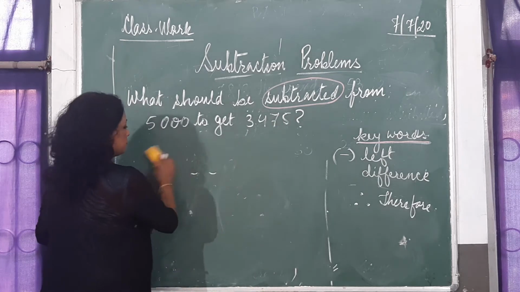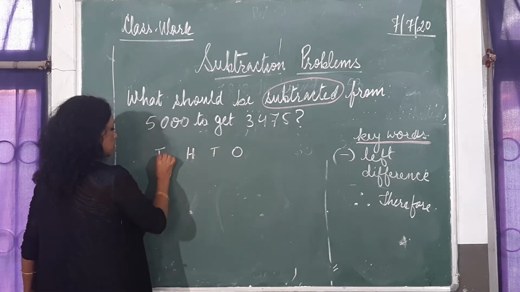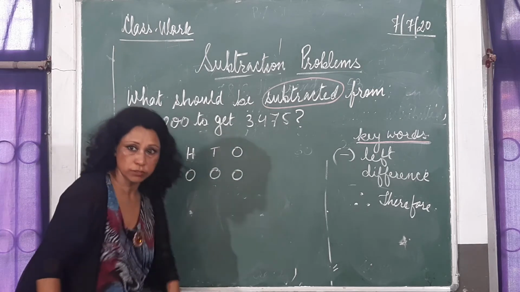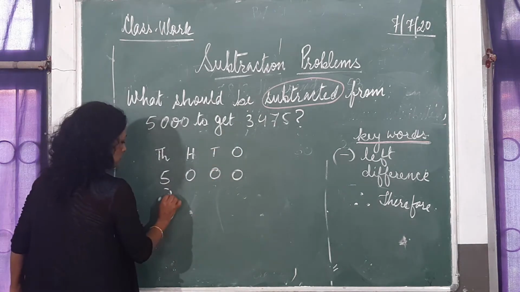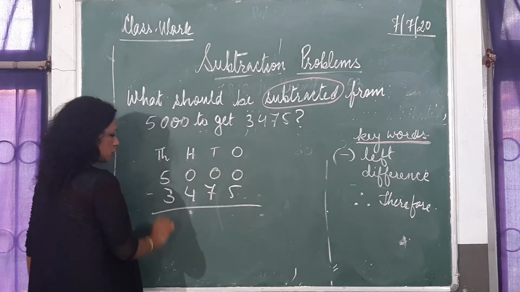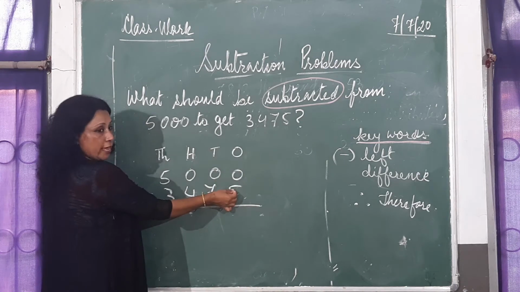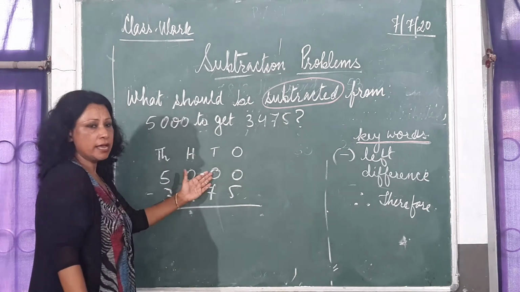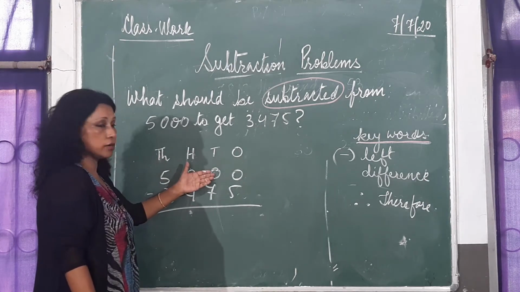Let me make it a little far away. Ones, tens, 100 and 1000. Okay, 5000. Now 3, 4, 7, 5. You just subtract and find the answer. So from 0 you cannot minus, so you borrow. So you go to the next number. So look at tens. Tens, can it give? No, it doesn't have anything. It has nothing here. It is still 0 here.